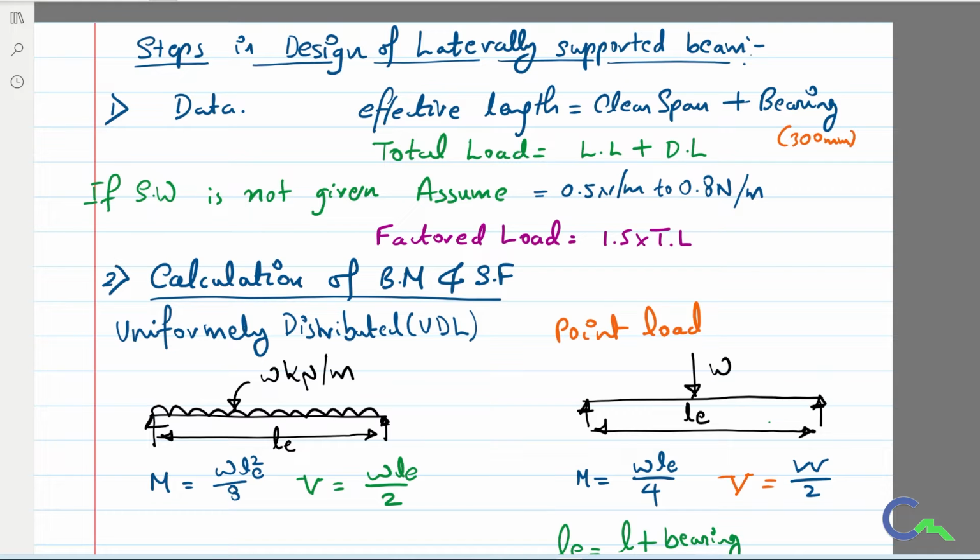Then we have to calculate the total load, that is the total live load plus dead load. In case they have not given the self weight of the beam, we can assume from 0.5 Newton per meter to 0.8 Newton per meter. For each 1 meter, that is the load we can assume. That is the self weight of the beam. After adding all these things, we have to make it a factored load. So we multiply with the factor of safety 1.5, and we will get the factored load.